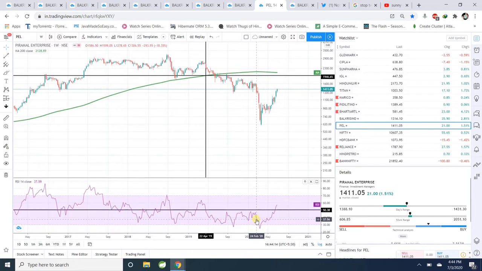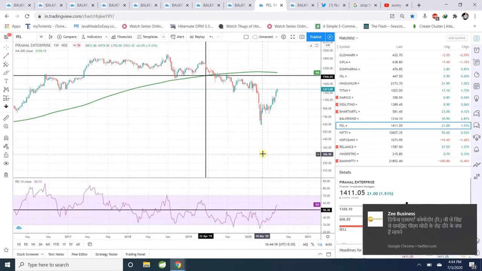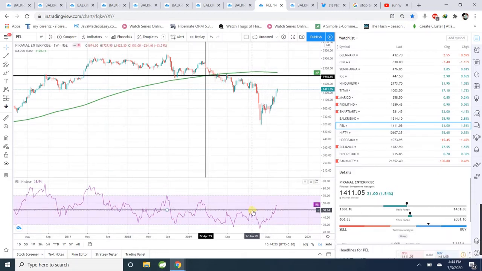RSI is a very important indicator, and it tells about the buying momentum. If it is below 50, you should look for selling opportunities, and if it is above 50, you should look for buying opportunities. If you want a long-term investment which requires a lot of holding, you should consult the RSI on the weekly chart. I have marked this point, where the RSI went below 50 on the weekly chart.